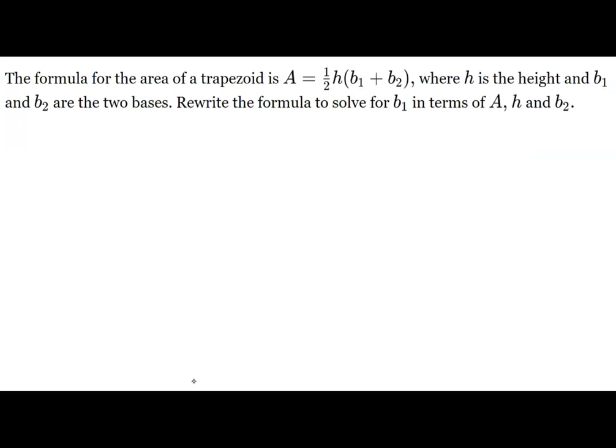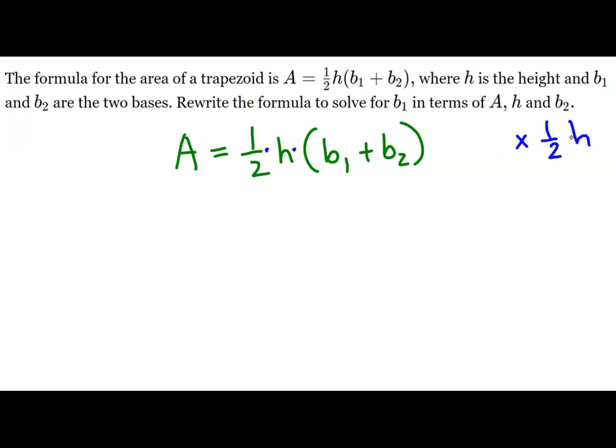They're not math. So if I want to get B1 by itself, the first thing I'm going to do is write my formula and identify all of the math that is happening to B1. So it's being multiplied by 1/2. It's being multiplied by h. So these are items that need to be divided. It is being added by B2. So that will need to be subtracted.